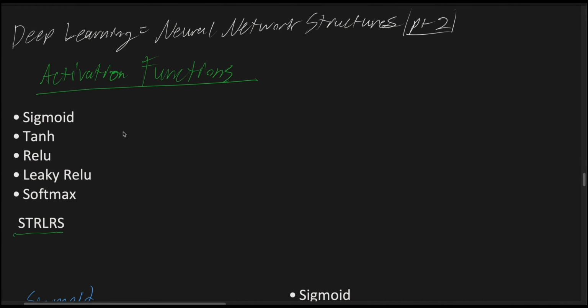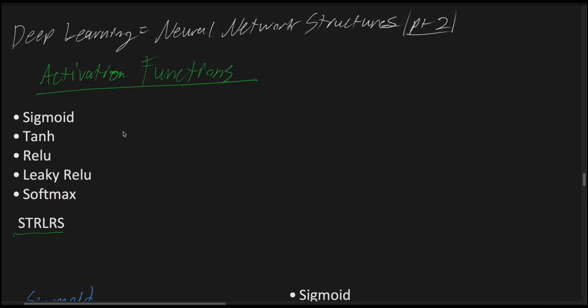And now let's go over the second part for our concept explanation for neural network structures. This time we'll be going over activation functions and optimization algorithms. And we're just giving an overview for the most common ones actually used for deep learning model development.